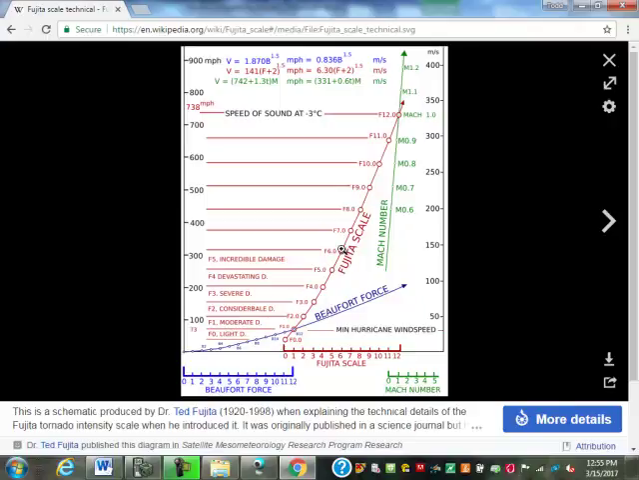It's kind of funny because the scale actually goes up to an F12, and I don't think that they've ever registered anything above an F5. An F12, I do know that the wind speeds were developed. The F12 is the speed of sound. Well, here, speed of sound at minus 3 Celsius, that's like 25 or 26 degrees Fahrenheit. I don't know why that temperature was selected, because it is below freezing, but it's kind of an interesting scale, but it's not truly logarithmic.